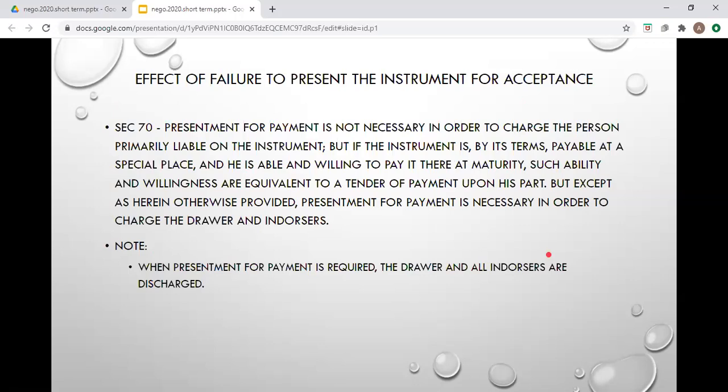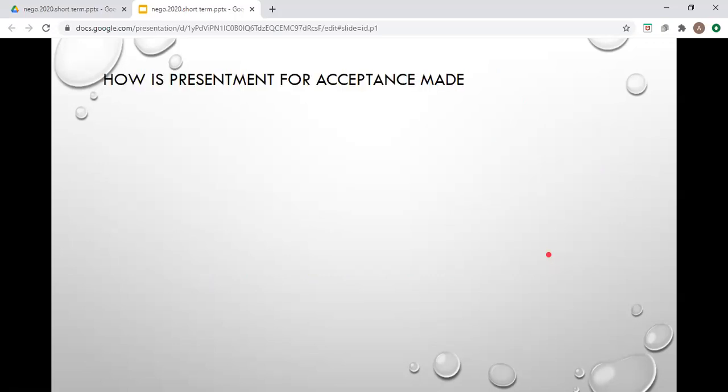Going on further, what is now the effect of your failure to present an instrument when it's required to be presented for acceptance? Well, there is only one effect of that. The drawer and the endorsers will now be discharged from their liabilities. Okay? And then, how is presentment for acceptance made? So dito, gusto ko lang i-consider nyo yung mga tanong na ito. Who can present the instrument for acceptance? To whom should it be presented? Where are you going to present it for acceptance? When are you going to present it for acceptance? What day and what time?